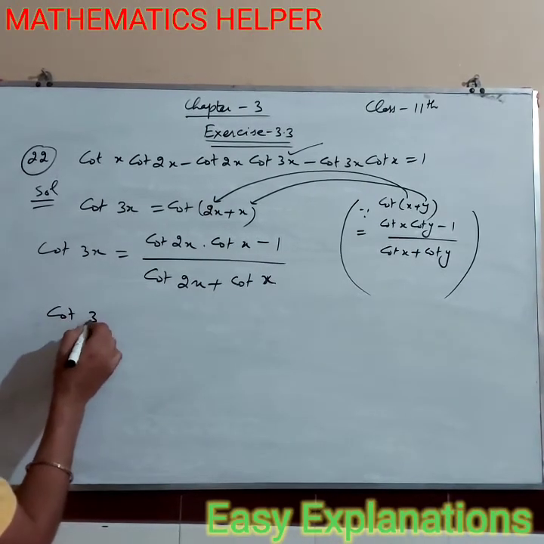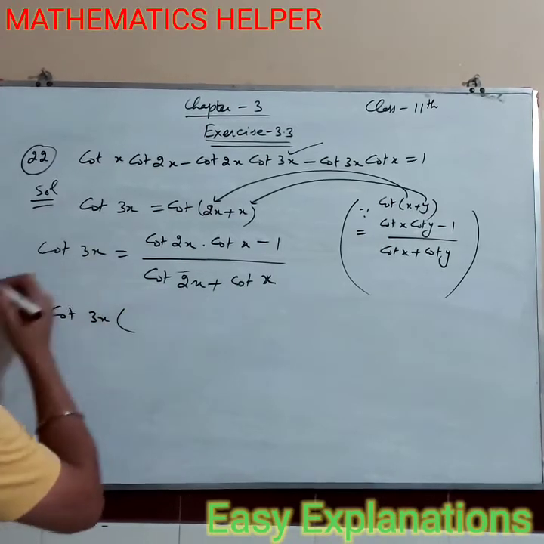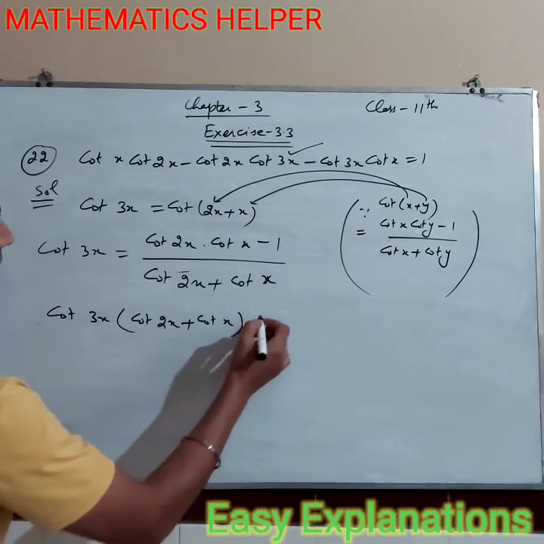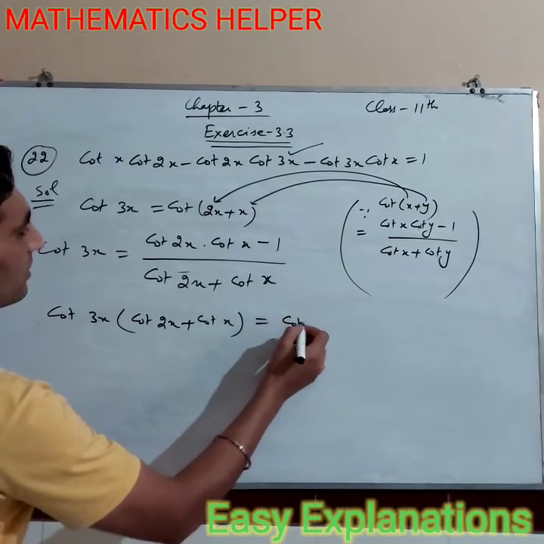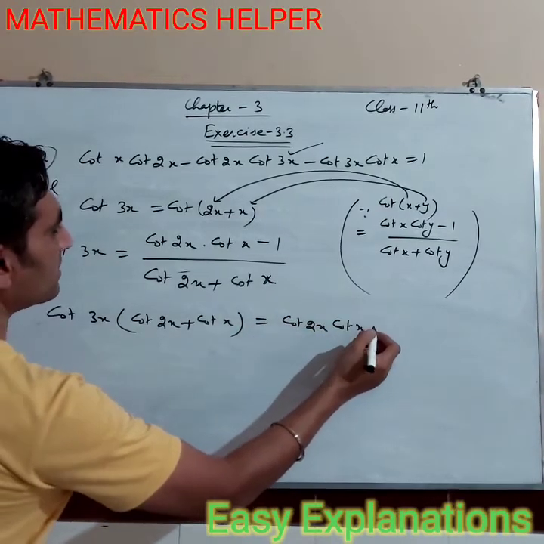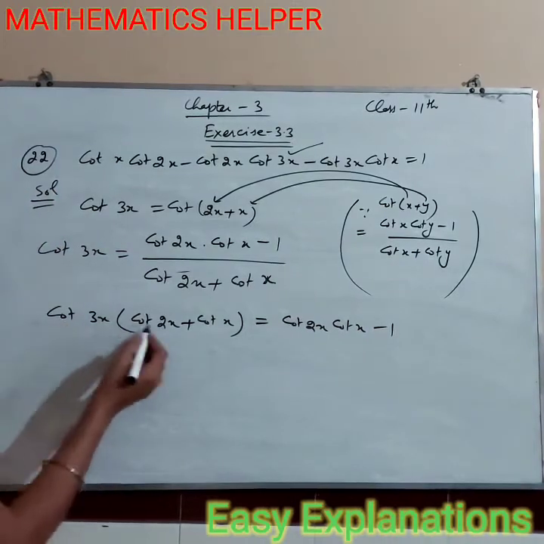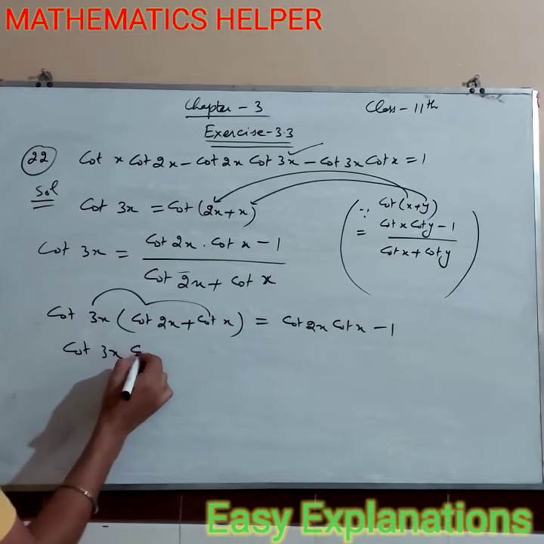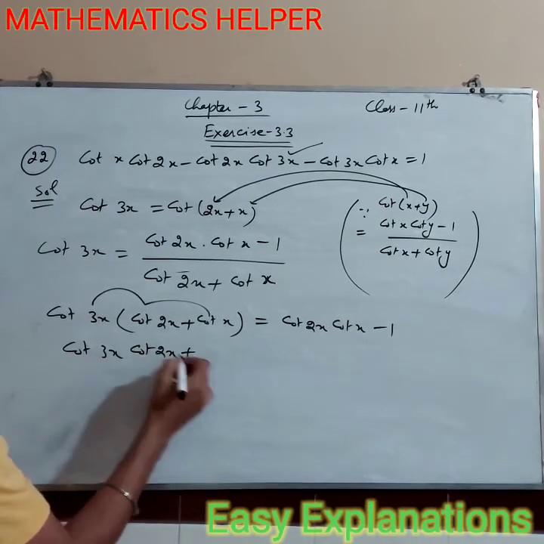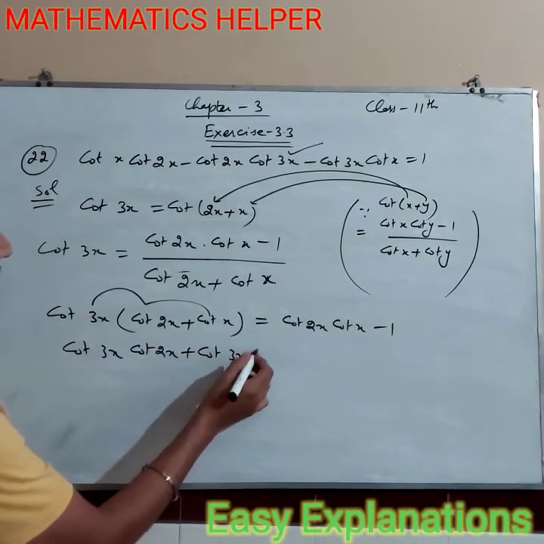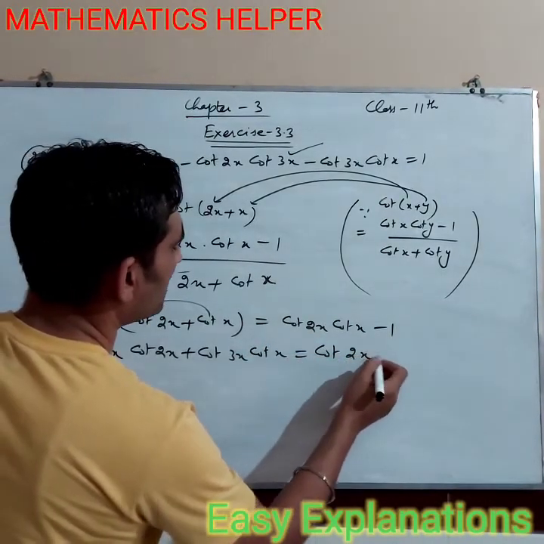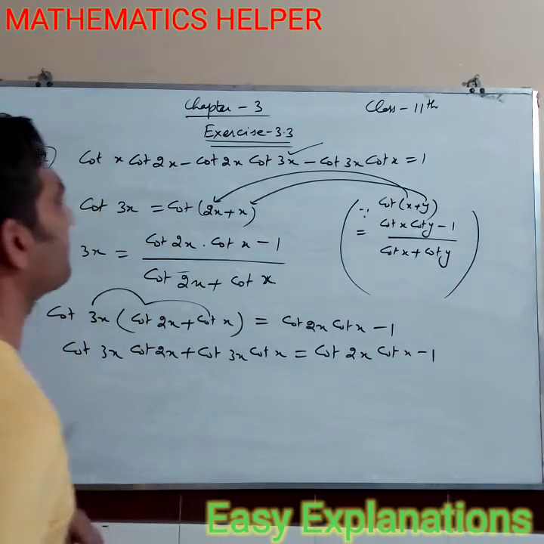It is cot 3x into, shifting these two to the left side, cot 2x plus cot x equal to cot 2x cot x minus 1. See, their product is cot 3x. Multiply with both: cot 3x into cot 2x plus cot 3x into cot x. And here cot 2x cot x minus 1.